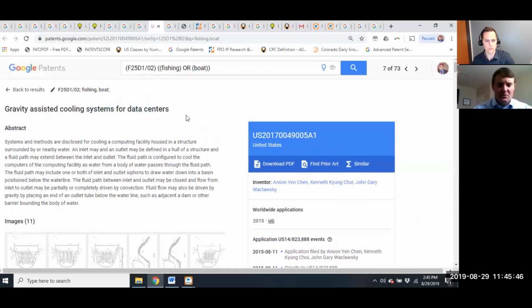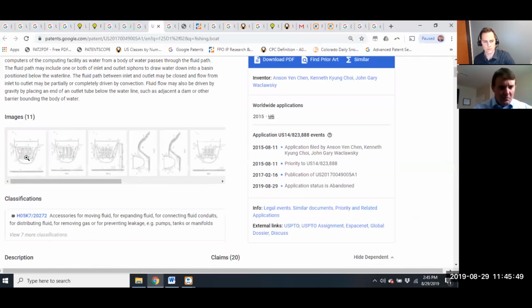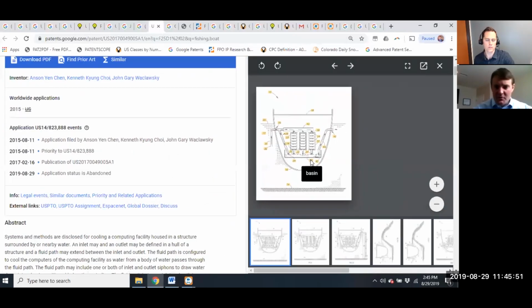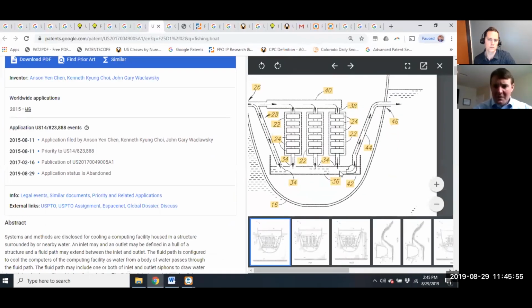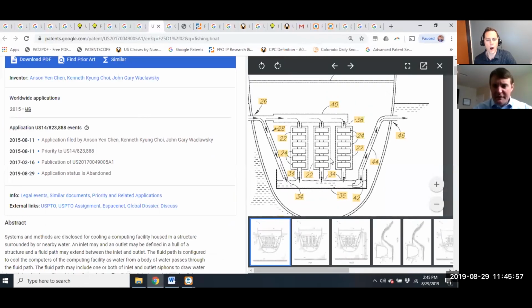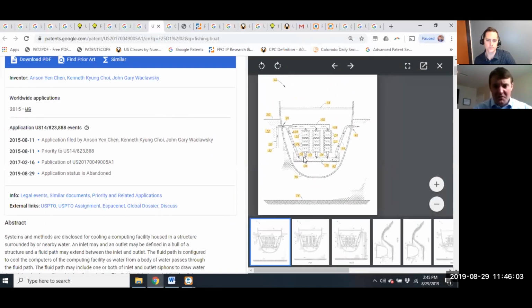Oh, here we go. This is the one I was talking about. If I pull this up, this is a pretty interesting idea. It likely has some features of the invention, but it's not the same. But it's potentially relevant as prior art.